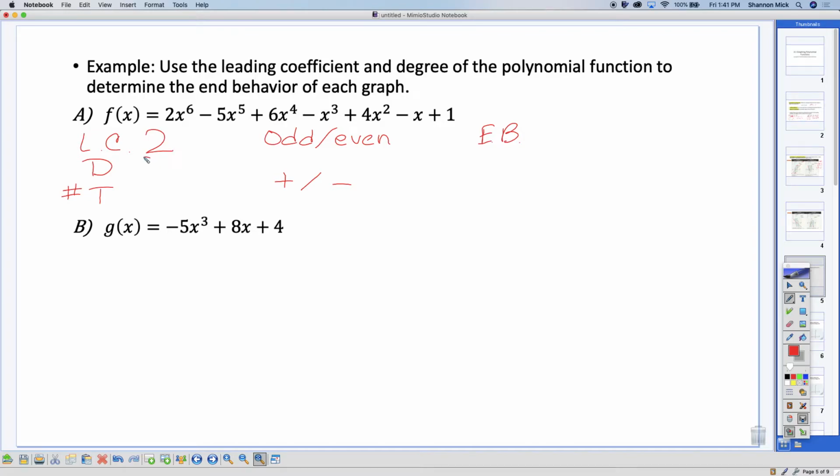Wait, what's the end behavior? That's a 2, not a circle. 3 points. End behavior. What's the odd, even? That's what you've got to have. So just do your arrows.